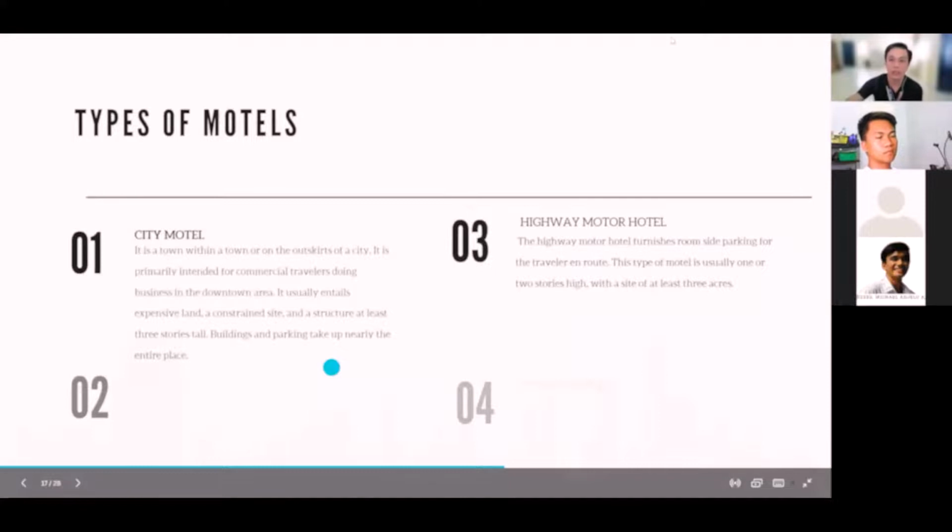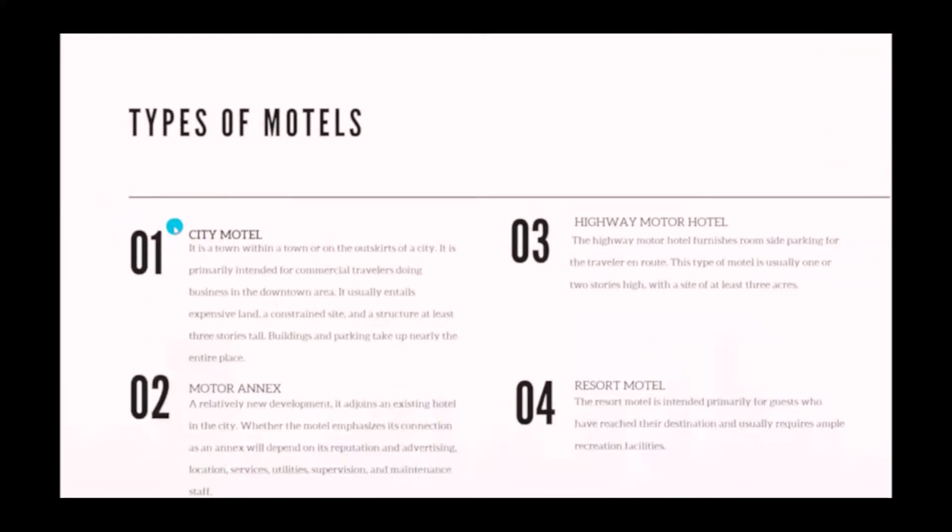Okay, there are 4 types of motel. So first is the city motel. It is a town within a town or on the outskirts of a city. It is primarily intended for commercial travelers doing business in the downtown area. It usually entails expensive land, a constrained site, and a structure at least 3 stories tall. Buildings and parking take up nearly the entire place.